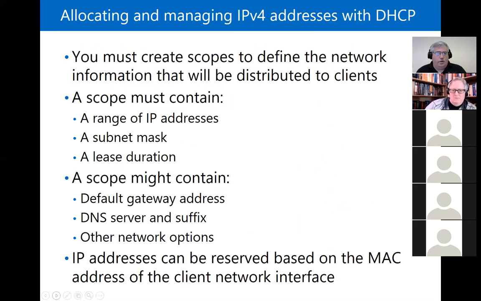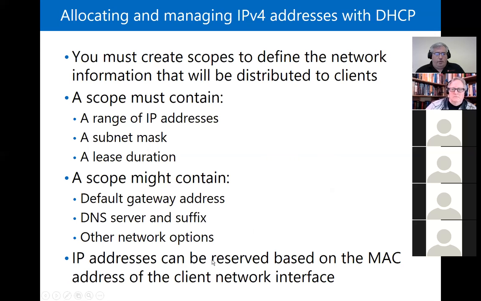All right, so installing it. When you install it and configure it, you have to define what's called a scope. A scope basically is a range of IP addresses. And you have to include the subnet mask for it, as well as the lease duration. You also want to put in a default gateway address, a DNS server, and other network options if you want to get something fancy.